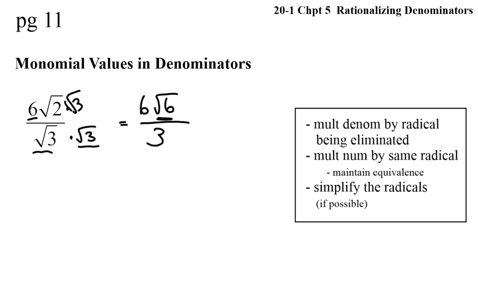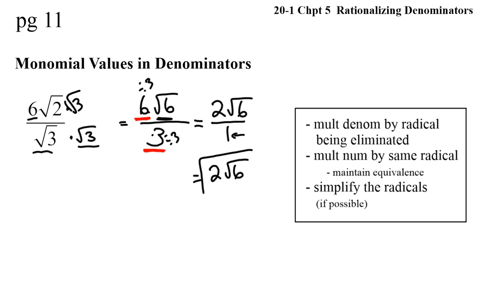However, I have coefficients of 6 and 3. If I have a coefficient and a constant, I can reduce those possibly. 6 and 3 can both reduce by 3. So if I reduce by 3 and reduce by 3, I'm left with 2 root 6 over 1. The denominator of 1 does nothing. We can simplify this to just 2 root 6.